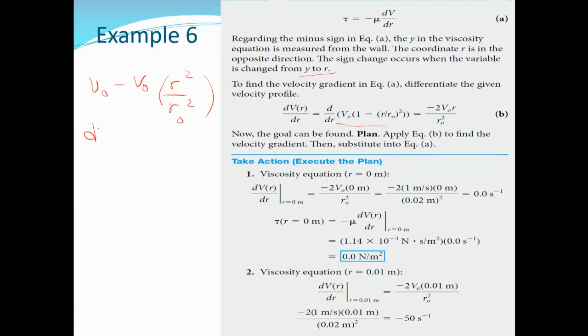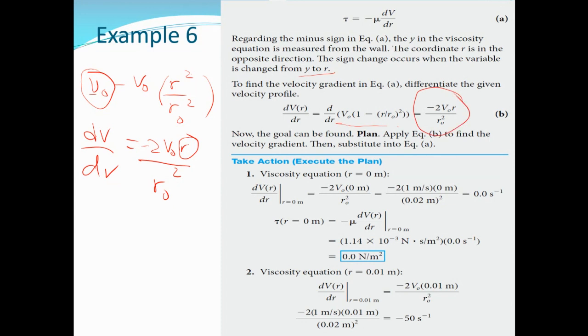And then when you differentiate, dV dr, the constant gives 0. With respect to r, it's going to be minus 2 V naught r, then divided by r naught squared. Remember, this r naught is a constant, so r is the only variable. That's why you have it here.